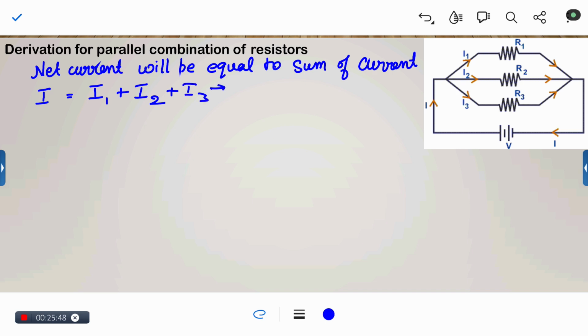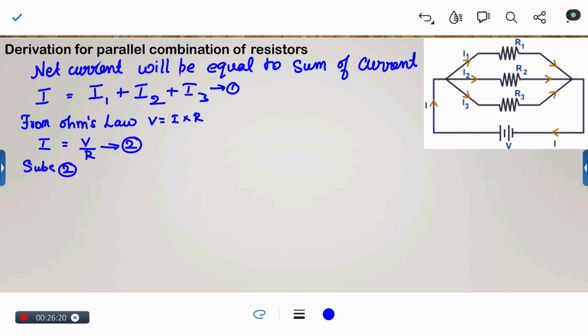Now let's take this equation number 1 again. From Ohm's law, what is the formula? V is equal to I into R. Here we need I or V? I. So if I rearrange it, I is equal to V by R. Let's take this as equation number 2. Now we are going to substitute equation number 2 in equation number 1. What is equation number 2? I equals V by R. This V by R we are going to substitute in place of I. V by R is equal to V1 by R1 plus V2 by R2 plus V3 by R3.